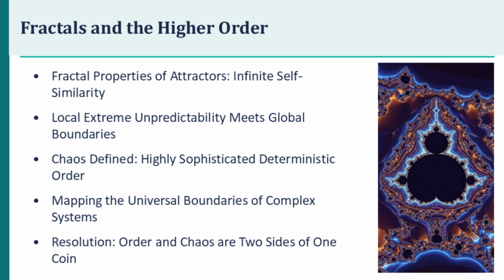It teaches us that while we can never predict the exact long-term future of the weather, our ecosystems, or financial markets, we can map out the universal geometric boundaries that govern their behavior. This concludes our rigorous journey through the mathematical foundations of chaos theory, showing how order and disorder are two sides of the exact same coin.